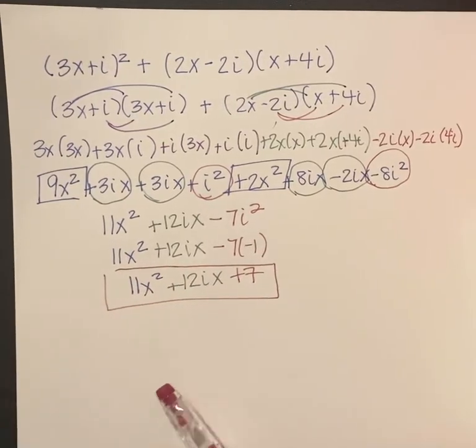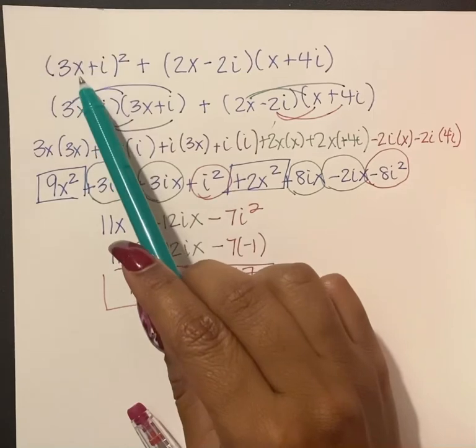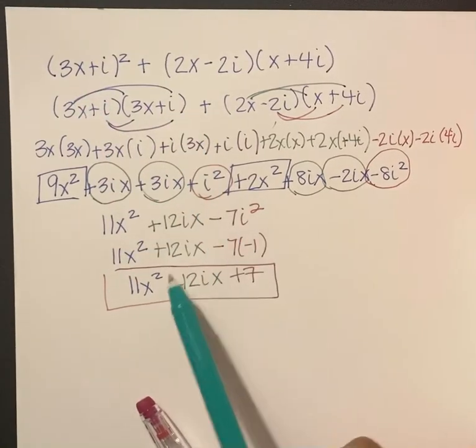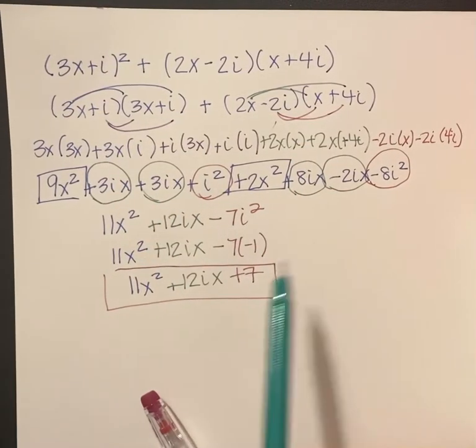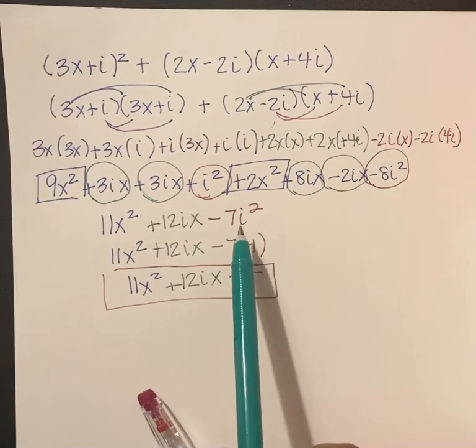So same process. The difference here is we just added that x in, but the process is the same. You're going to simplify as much as possible, combine your like terms, and make sure that you get rid of that i squared.